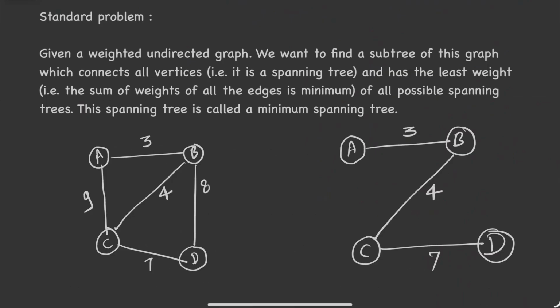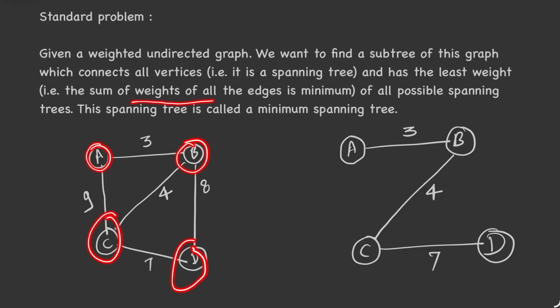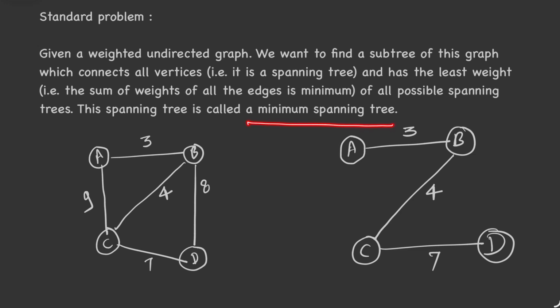Let's go through the problem. Given a weighted undirected graph, we want to find a subtree of this graph that connects all the vertices and has the least weight. That means the sum of the weights of all the edges is minimum. Every single edge has a weight. We need to select edges so that all the nodes are connected, but the sum of the weights of all the edges that we select should be minimum. As we are finding the minimum weight, it is called the minimum spanning tree problem.